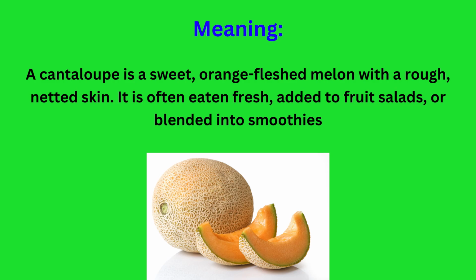Cantaloupe. Now repeat after me. Cantaloupe. Meaning, a cantaloupe is a sweet, orange-fleshed melon with a rough, netted skin. It is often eaten fresh, added to fruit salads, or blended into smoothies.